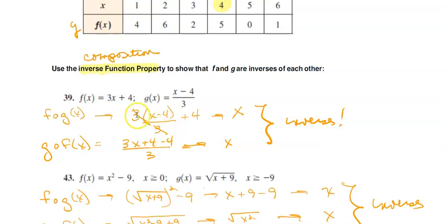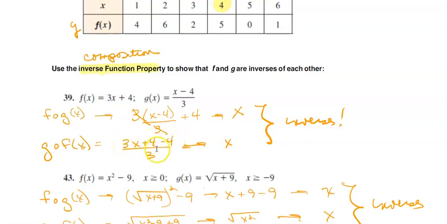Wherever I had an x, I replaced that x with this entire function. When I did that, the 3's cancel. I now have x minus 4 plus 4. That's just x, and I'm done. I've done a composition. The composition equaled x, so I'm halfway done in proving that these two functions are inverses of one another. Then go to the second function. I'm going to do g of f of x. I would have written down the entire g function, which was x minus 4 over 3.